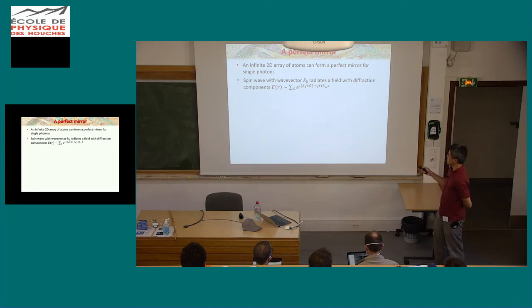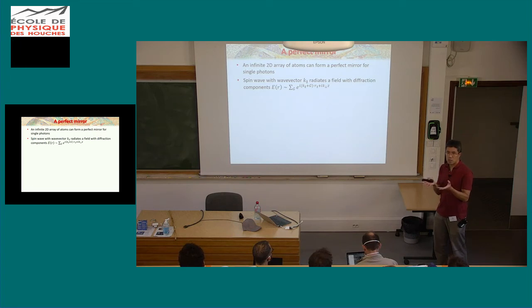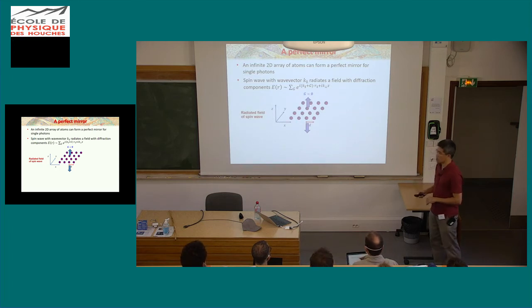So in particular, in addition to the original wave vector k, my lattice can generate additional wave vectors G, where G is basically any reciprocal lattice vector. So my lattice in general can form a discrete superposition of different plane waves going in different directions.